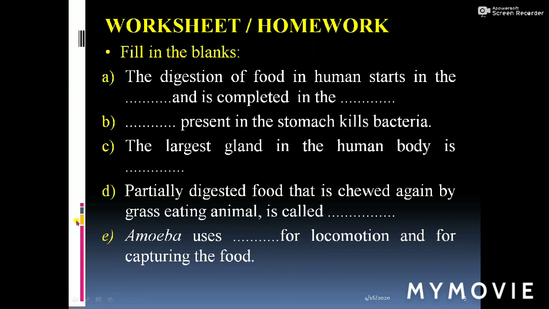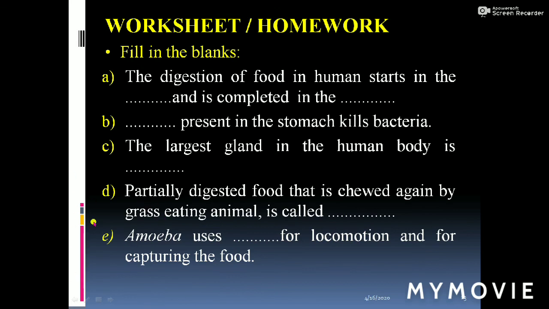This answer is also hidden in the topic that I just discussed. And number three: the largest gland in the human body is what? You have to write it here. Partially digested food that is chewed again by the grass-eating animal is called dash. This you can do also.